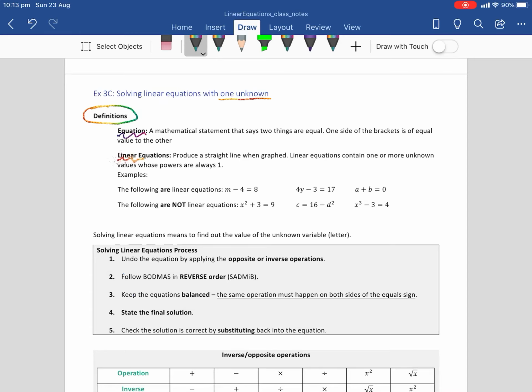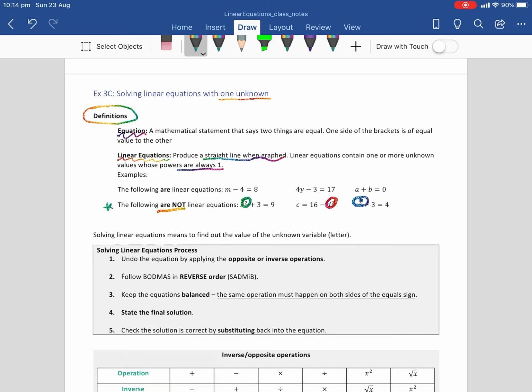Linear equations produce a straight line when graphed. Linear equations contain one or more unknown values whose powers are always 1. So what that means is that if you look at this line, you can notice in all of these equations there are numbers with powers that aren't 1. So there's a 2 here, a 2 here, and a 3 here. That means they are not linear. Okay, we're only going to be looking at linear equations.